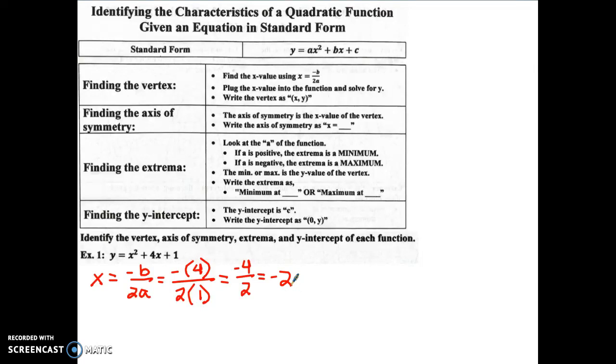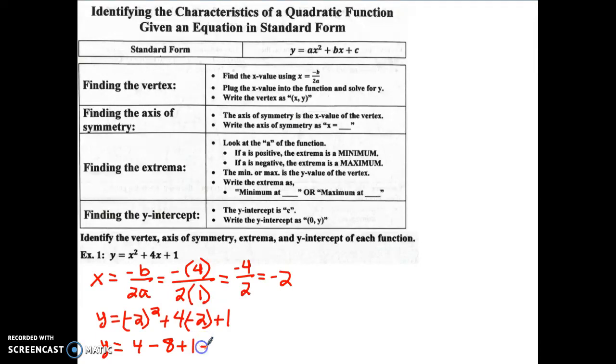Now, to find the y value of the vertex, we simply plug that x value into the function and solve for y. Okay, so y equals negative 2 squared, and again, I'm just plugging it in, plus 4 times negative 2, plus 1. So negative 2 squared is 4. 4 times negative 2 is negative 8 plus 1.